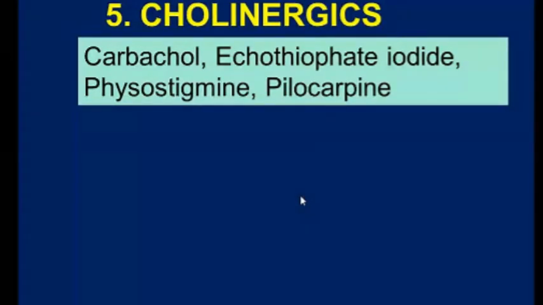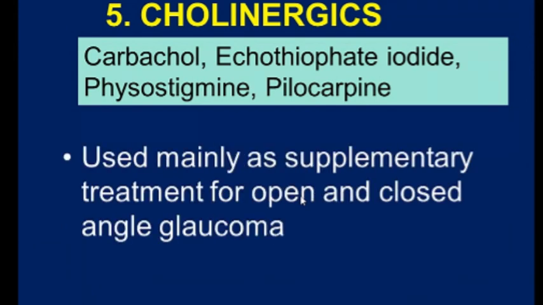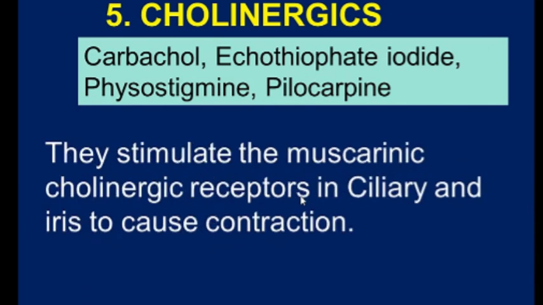So our cholinergics, for example, carbachol, ecothiophate iodide, physostigmine, and pilocarpine, are used as supplementary treatment for open and closed angle glaucoma. So the mechanism of action is that they stimulate the muscarinic cholinergic receptors in the ciliary body and iris to cause contraction.